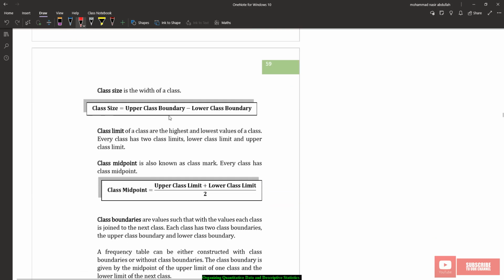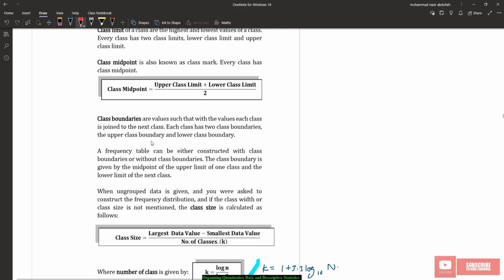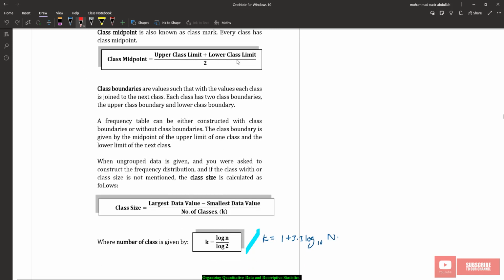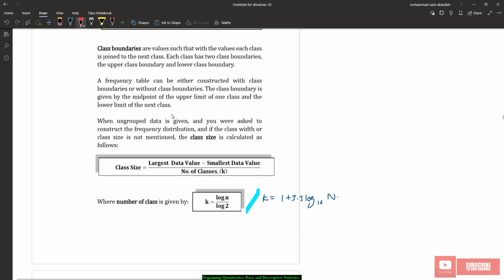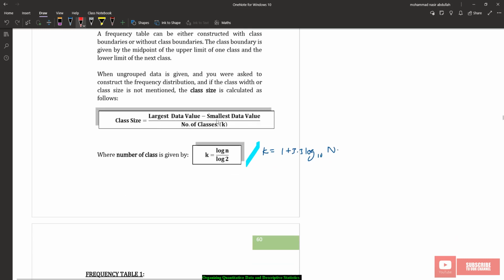So for page number 58, I already explained earlier, right? Class size is the upper class boundary minus the lower class boundary. Midpoint is upper class limit plus lower class limit divided by 2, which is also the same as upper class boundary plus lower class boundary divided by 2. And class size, as I mentioned earlier, is the largest data value minus the smallest data value, which is the range, divided by the number of classes.